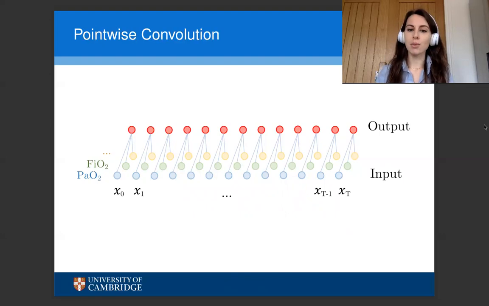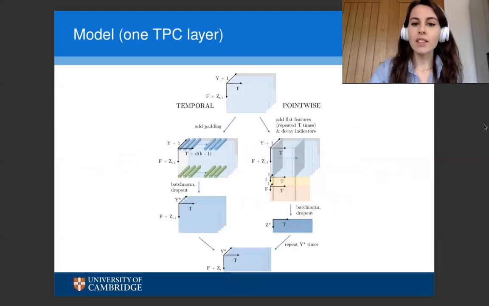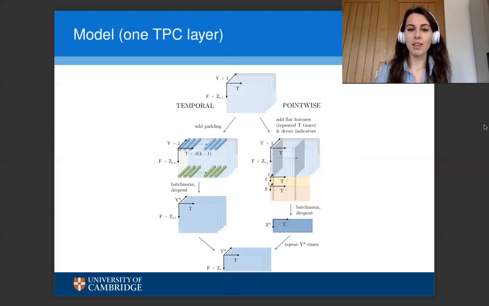So the aim here isn't to pull information across time, but instead to look at all of the information that we have at a given time point and then extract a high level feature from that, which can be some combination of the input features. This diagram shows how we combine the two methods in parallel.